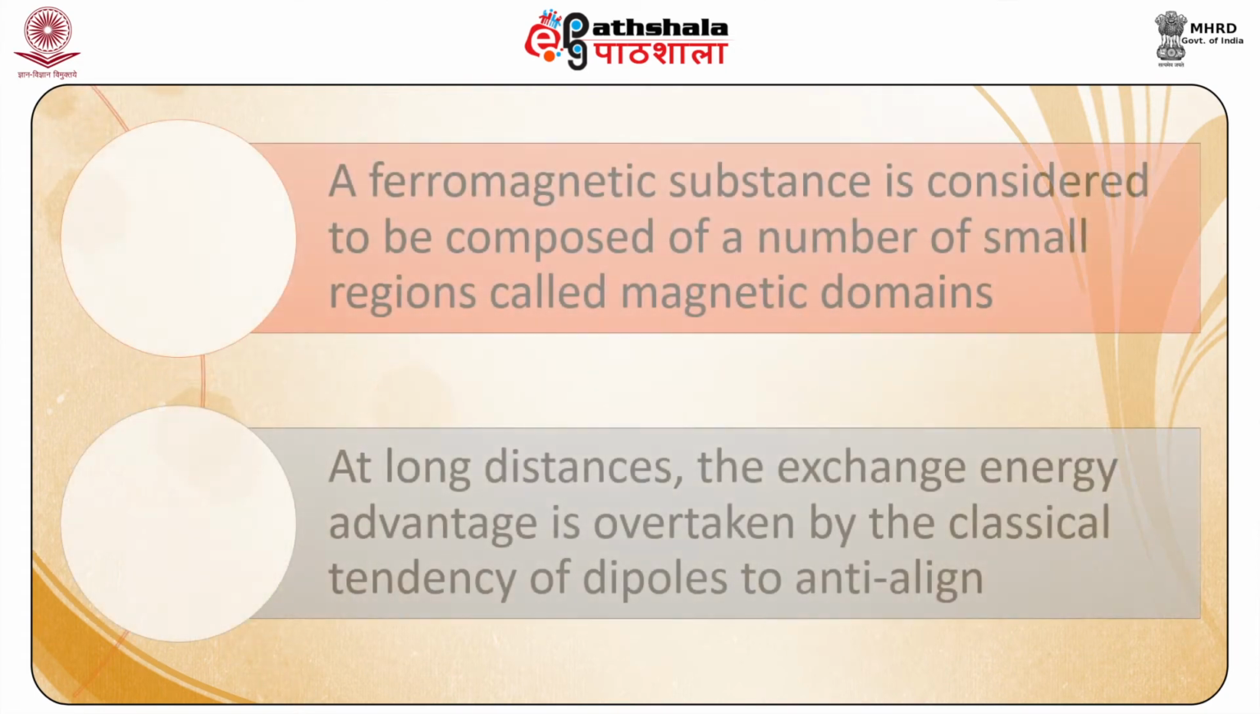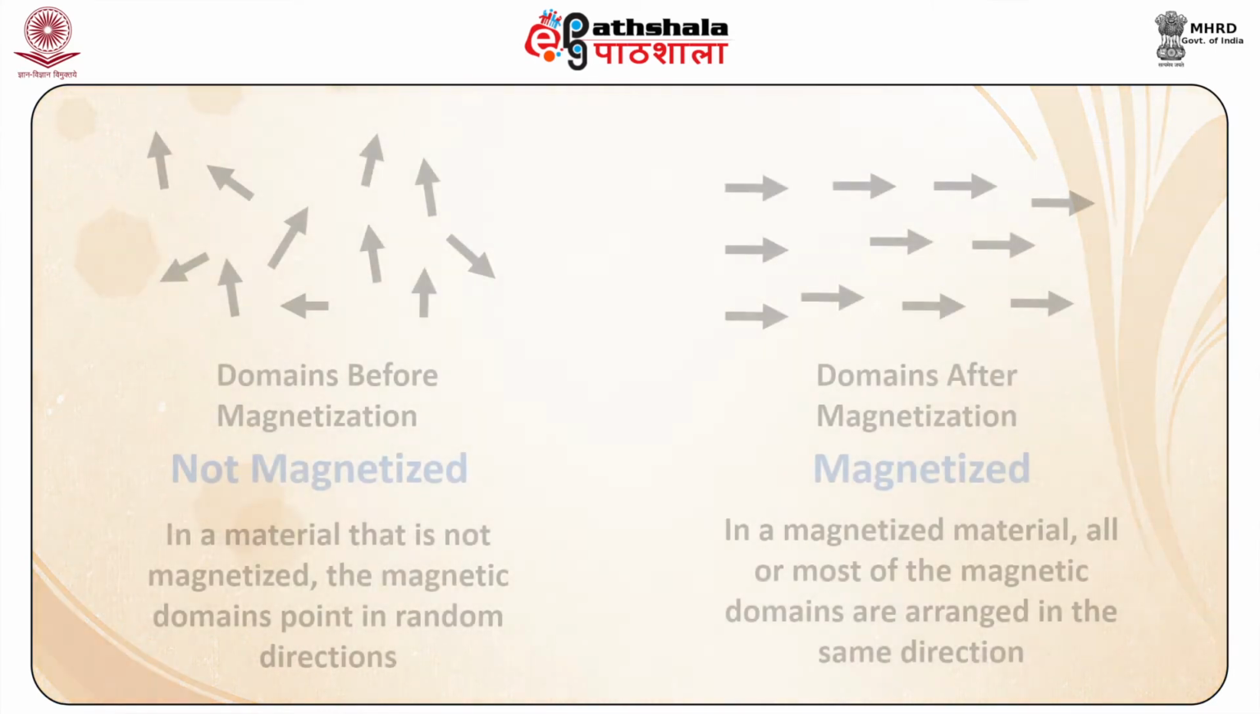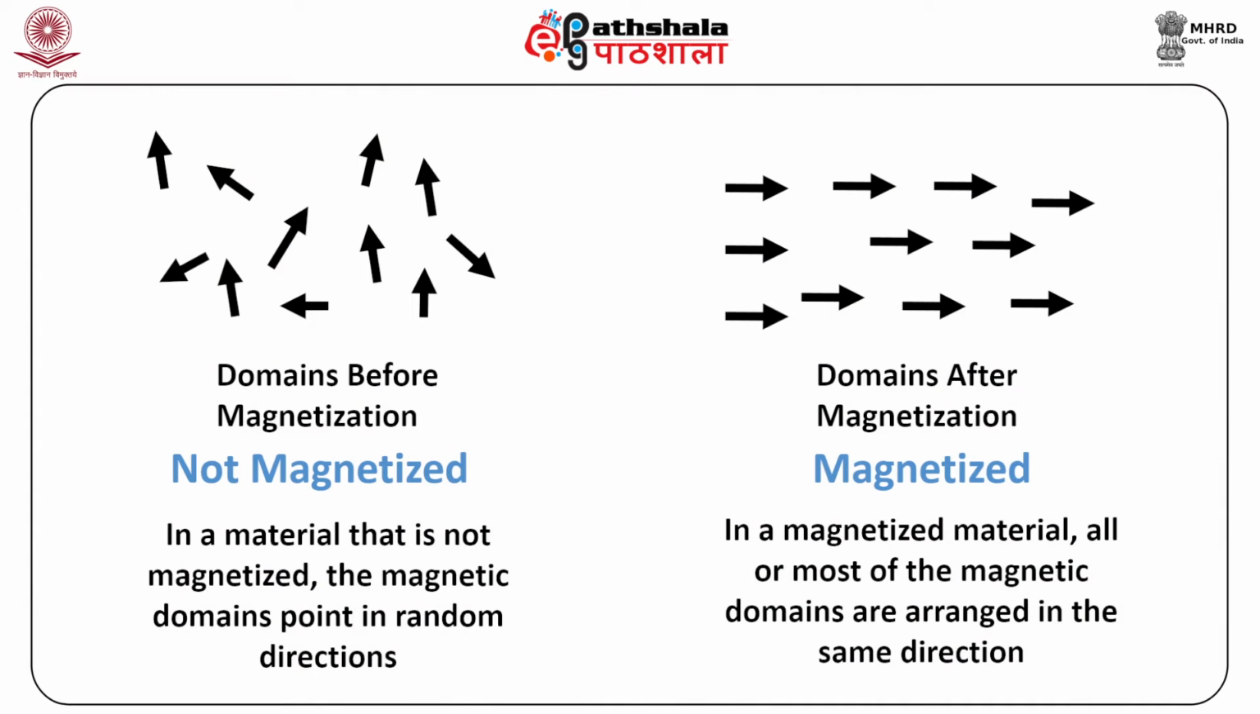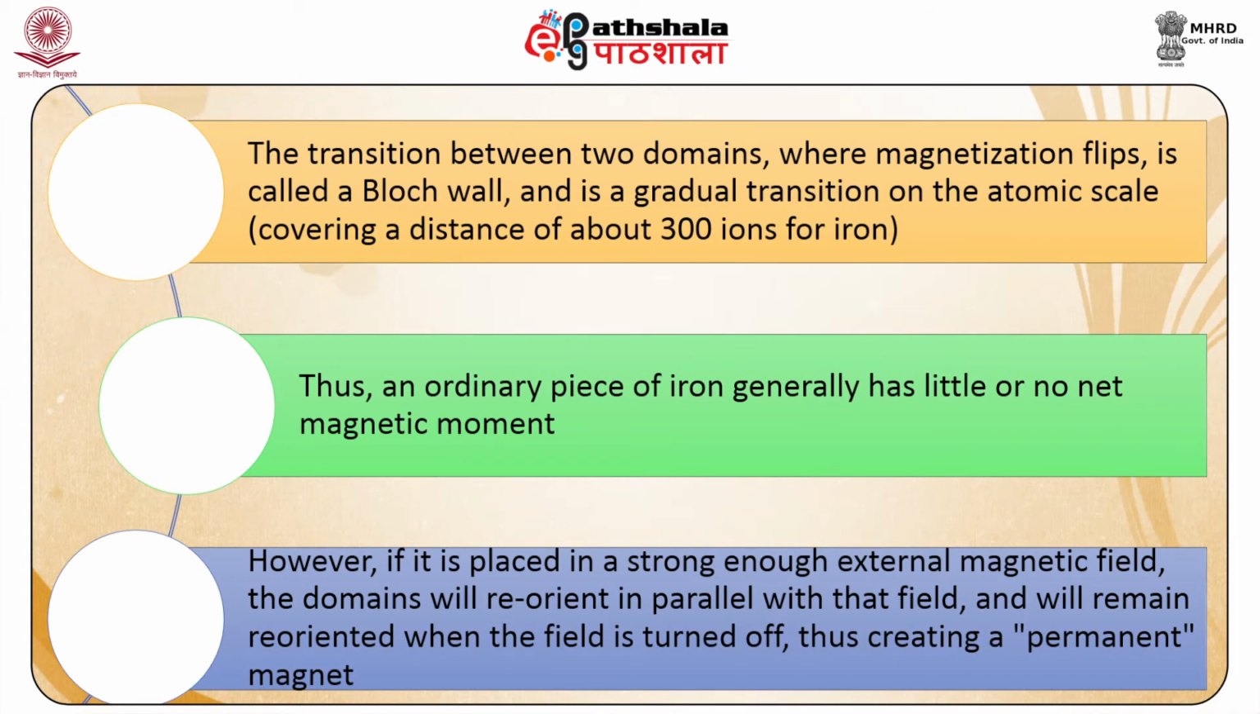Magnetic domains. A ferromagnetic substance is considered to be composed of a number of small regions called magnetic domains. At long distances, the exchange energy advantage is overtaken by the classical tendency of dipoles to anti-align. This is why in a non-magnetized ferromagnetic material, the spins in the whole material are not aligned. Rather, they are organized into domains that are aligned at short range, but at long range, adjacent domains are anti-aligned. The transition between two domains where magnetization flips is called a Bloch wall and is a gradual transition on an atomic scale, covering a distance of about 300 ions for iron.